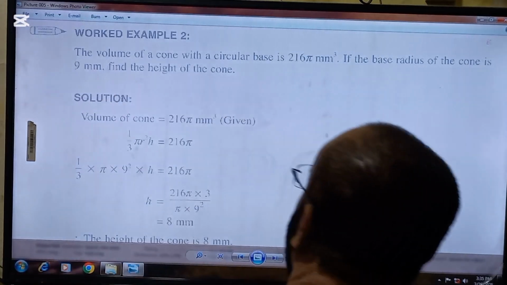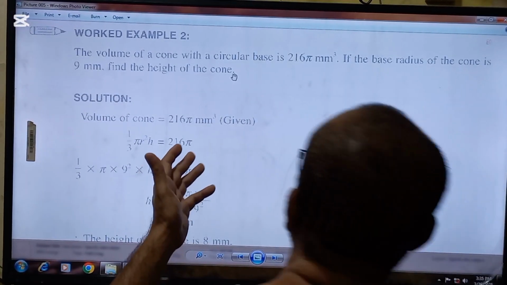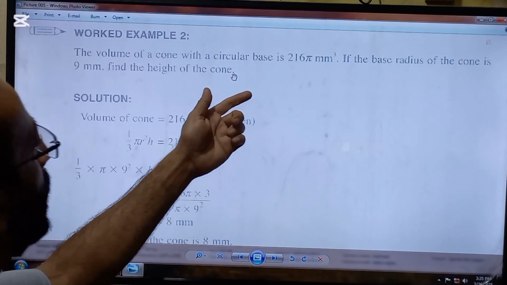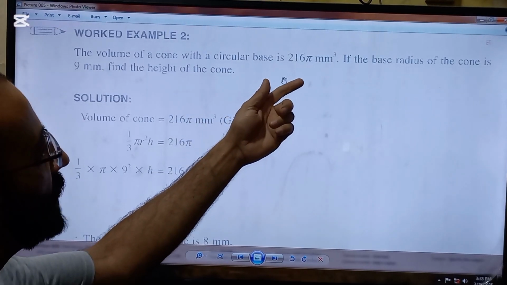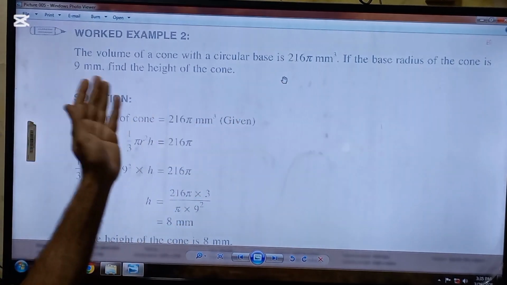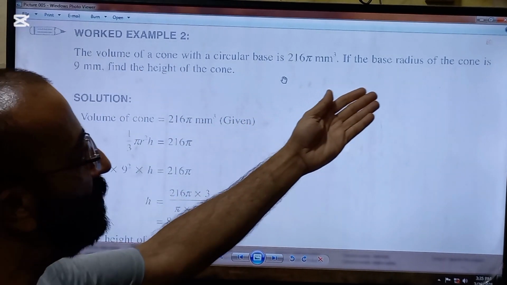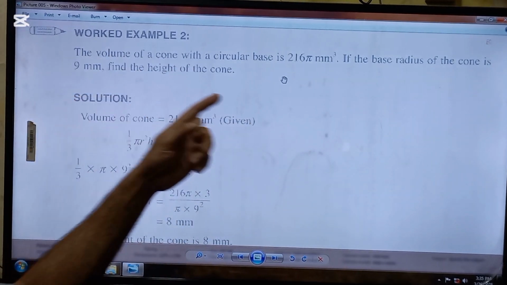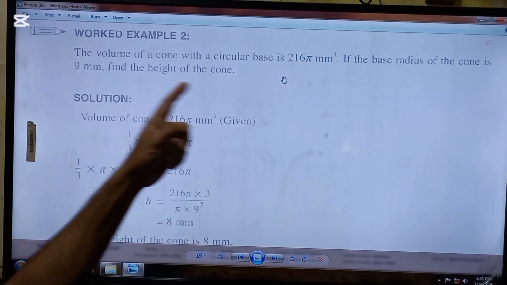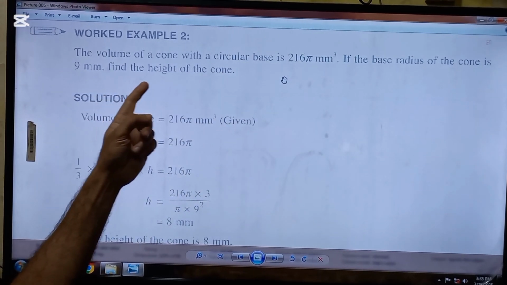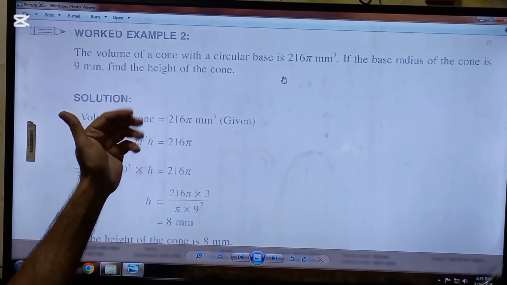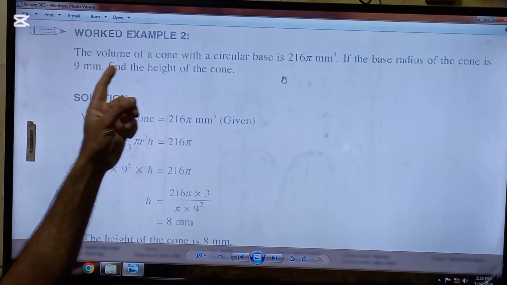Okay, beta, next question is: the volume of a cone with a circular base is 216 pi millimeter cube. This is the volume of the cone which is given in the beginning. If the base radius of the cone is 9 millimeter, and the radius is also given, find the height of the cone, and height is the requirement. Okay, now look at this statement.